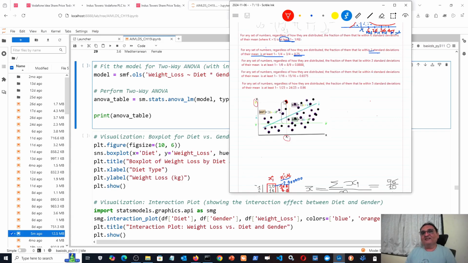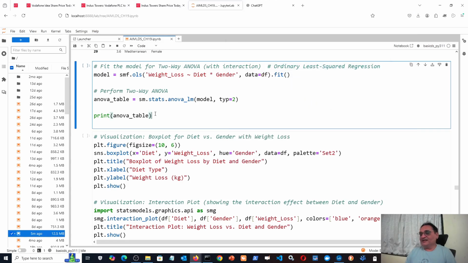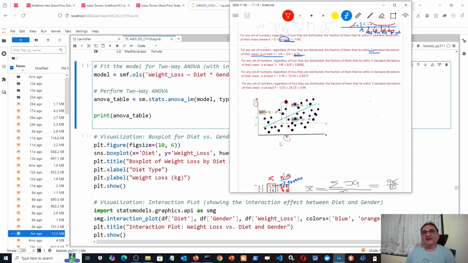That is the meaning of the line of best fit: the line should be such that it is closest possible to all the data points, or that means the sum of squared error should be minimal, right? Now here it is the same situation in our example, where we wanted to study weight loss. So on the y-axis there will be weight loss, and on the x-axis there will be diet.